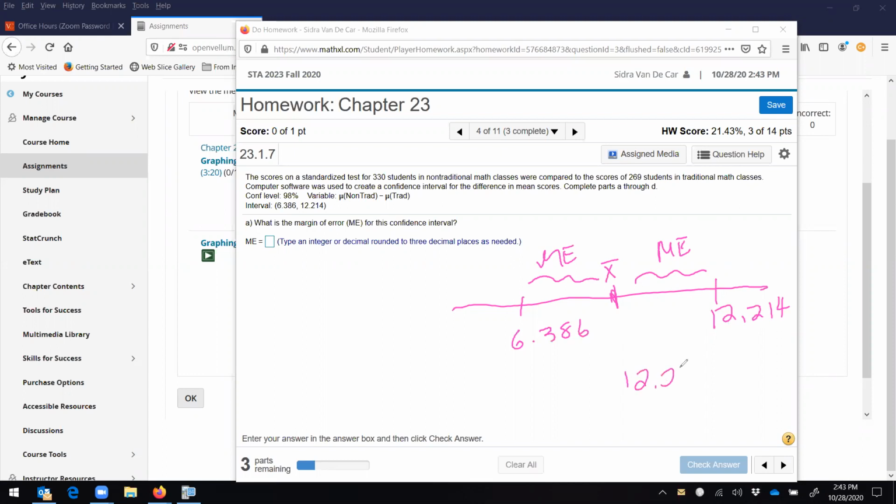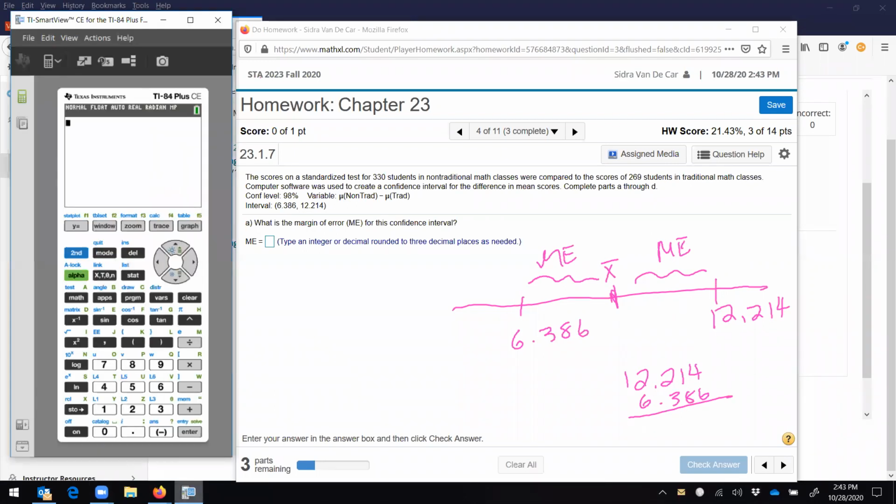So I'm going to go 12.214 minus 6.386, and let's just do it on our calculator. So we're going to go 12.214 minus 6.386. But remember, that's twice the margin of error. So I've now got to take that result and divide by 2. So we get 2.914.